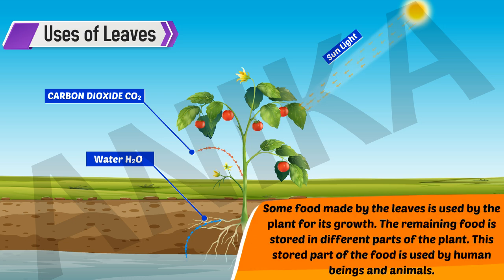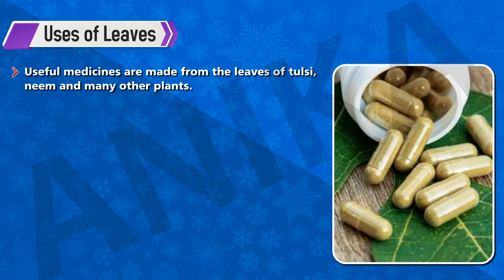Some food made by the leaves is used by the plant for its growth. The remaining food is stored in different parts of the plant. This stored part of the food is used by human beings and animals. Useful medicines are made from the leaves of tulsi, neem, and many other plants.